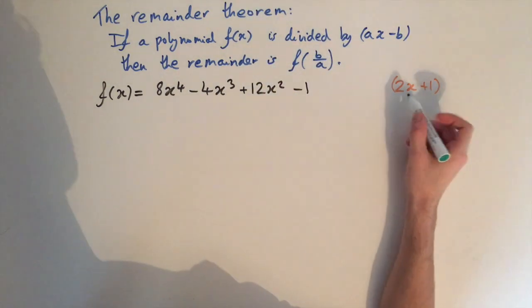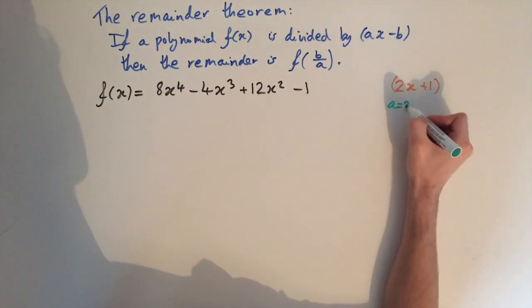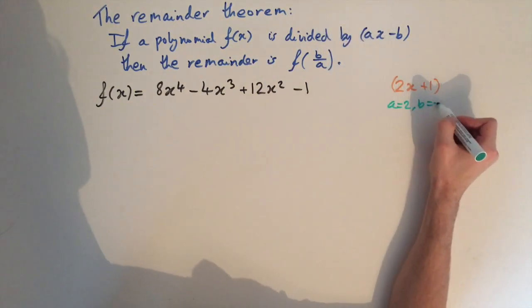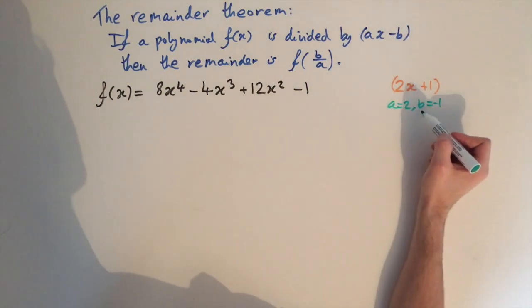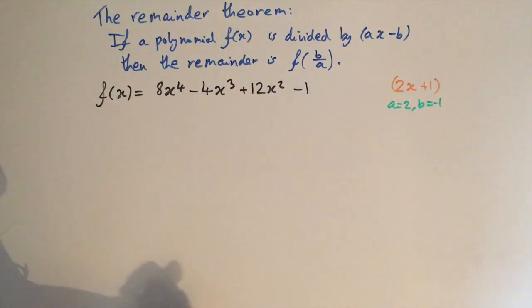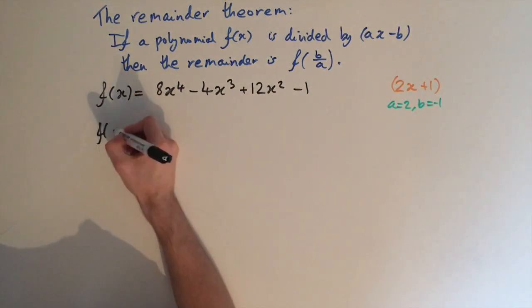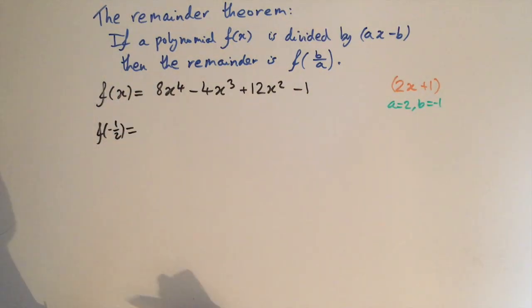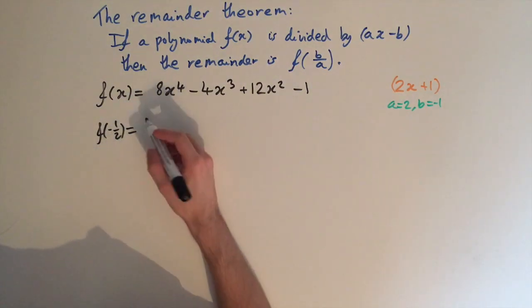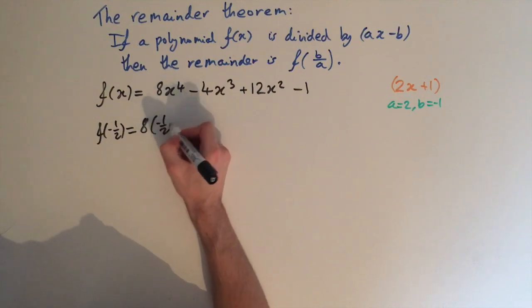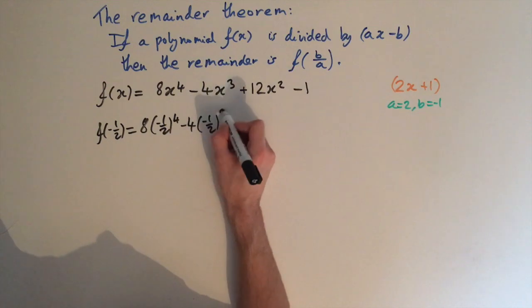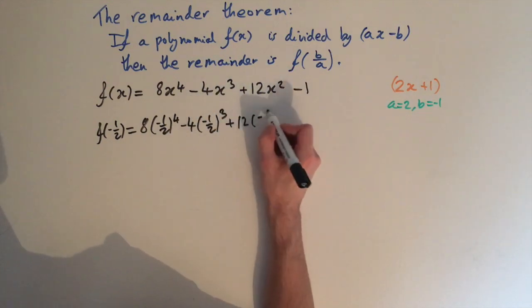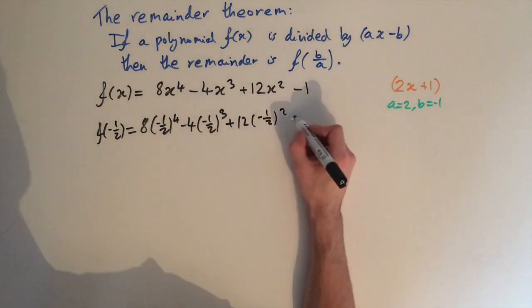So just linking this with the theorem, we have the a term equals 2 and the b term equals minus 1 because we have a minus here. So we need to find b divided by a, which is actually going to be minus a half. So we want to evaluate f at minus a half. And by this theorem, whatever number we get is going to be the remainder. So let's just put minus a half into here. We have 8 times minus a half to the power of 4, minus 4 times minus a half to the power of 3, plus 12 times minus a half squared, and minus 1.